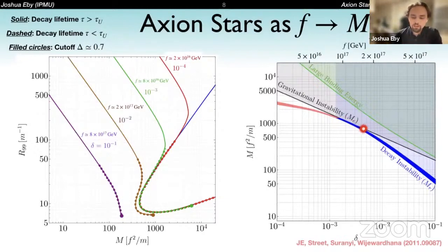And you can see the same thing in the right curve. Basically, this is just showing the mass as a function of f. And you can see that above about 10 to the 17 GeV, the decay instability is the stronger limit compared to the gravitational instability.